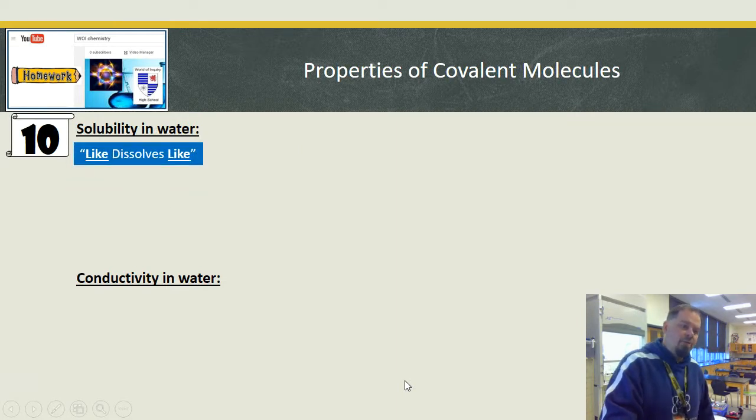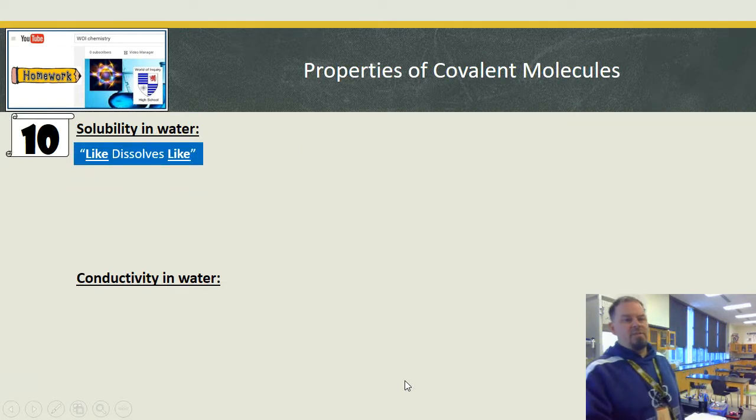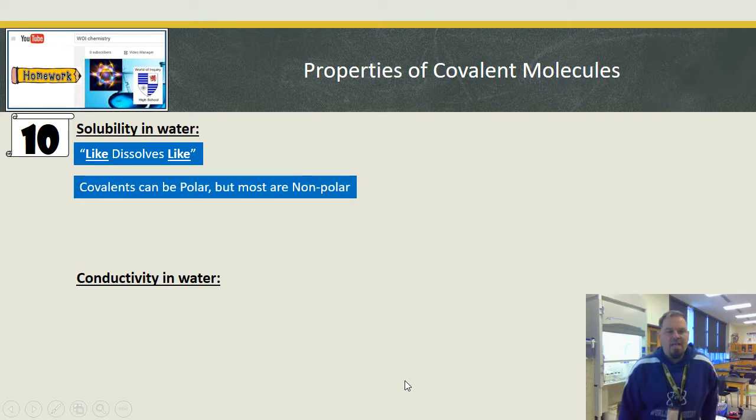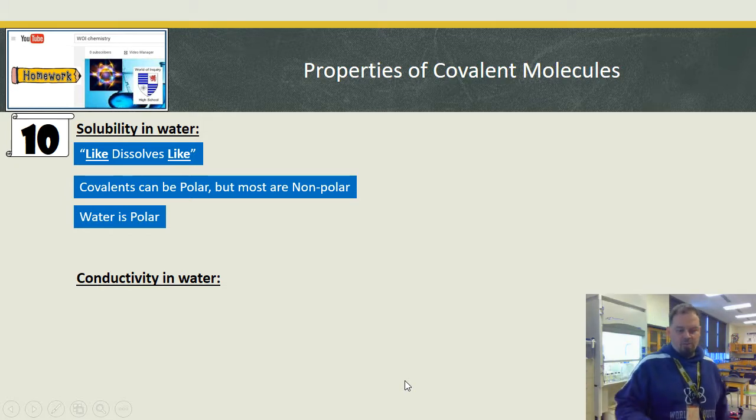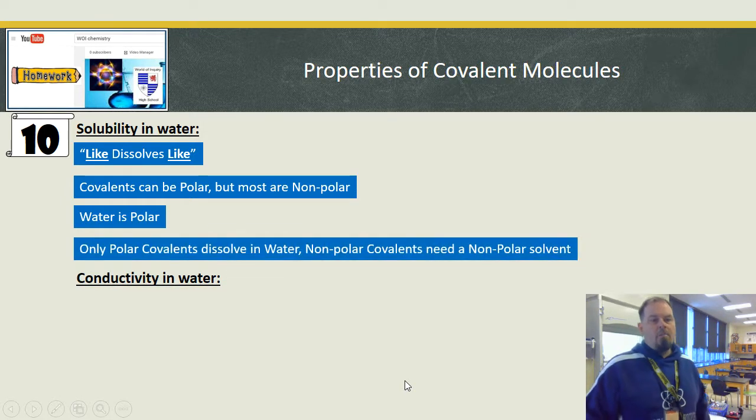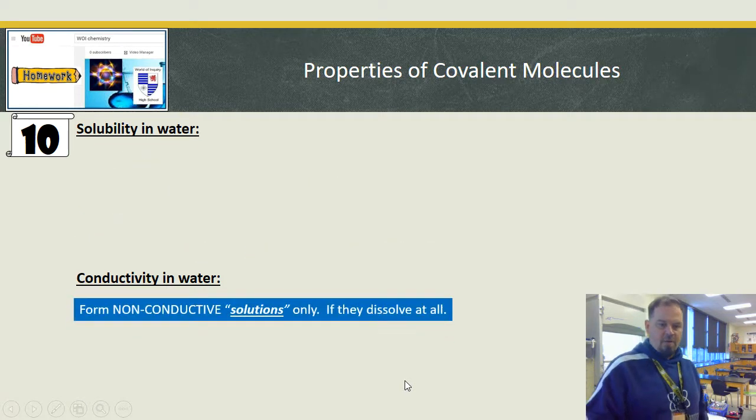So, setting you up for future units again, like dissolves like. Covalents can be polar, but most of them are non-polar. So therefore, they don't dissolve in water, because water is polar. Only polar covalents dissolve in water. Non-polar covalents need a non-polar solvent. So something like a wax is going to need something different to dissolve in. They form non-conductive solutions only if they dissolve at all.